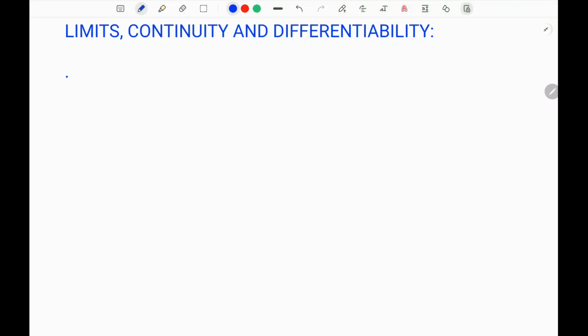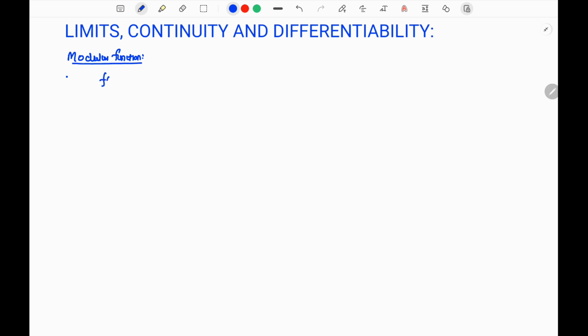Now we will discuss the important concepts of limits, continuity and differentiability. Before that, we will take an important example which gives insight about the concept of limits, continuity and differentiability, and then we'll give the formal definition. The example is of the modulus function. It is one of the very important functions.